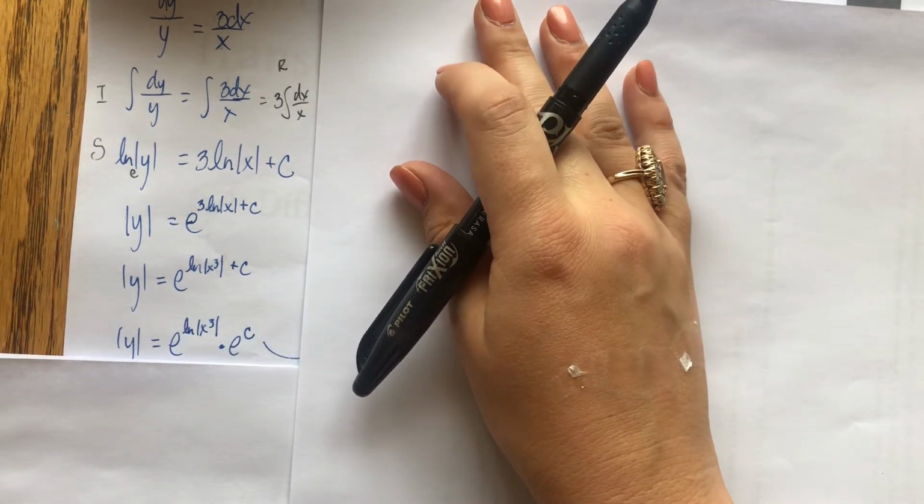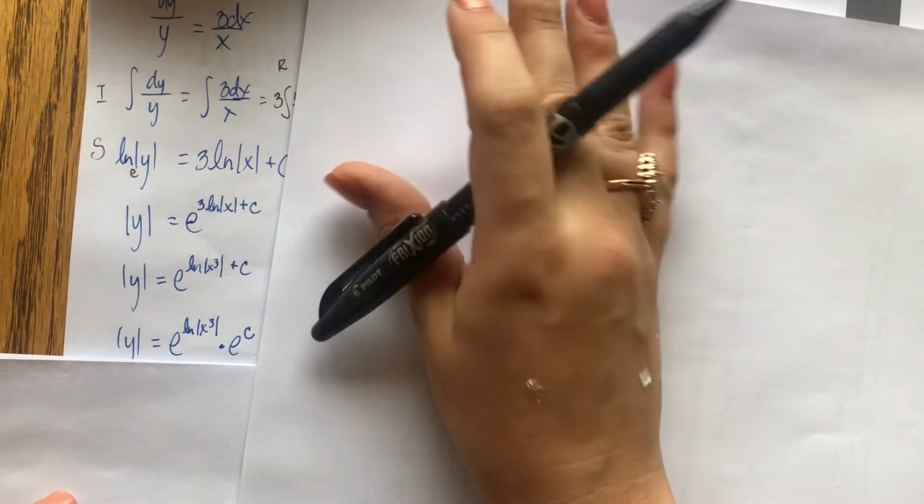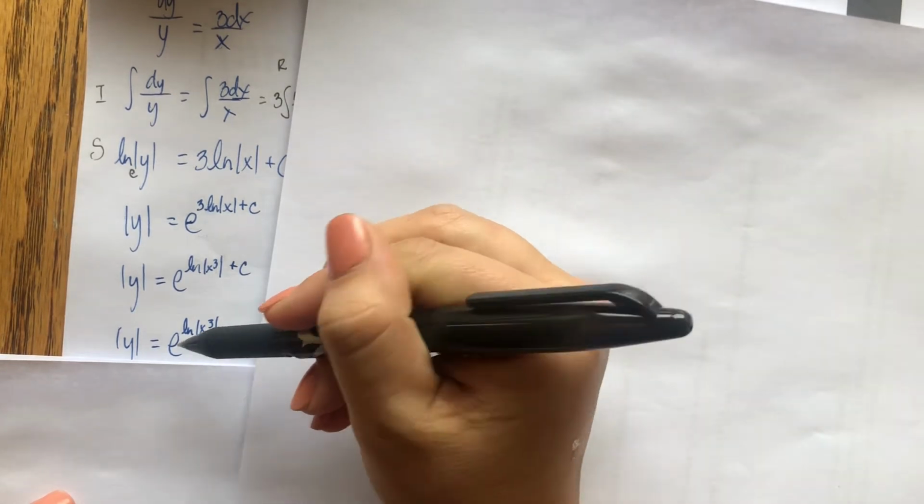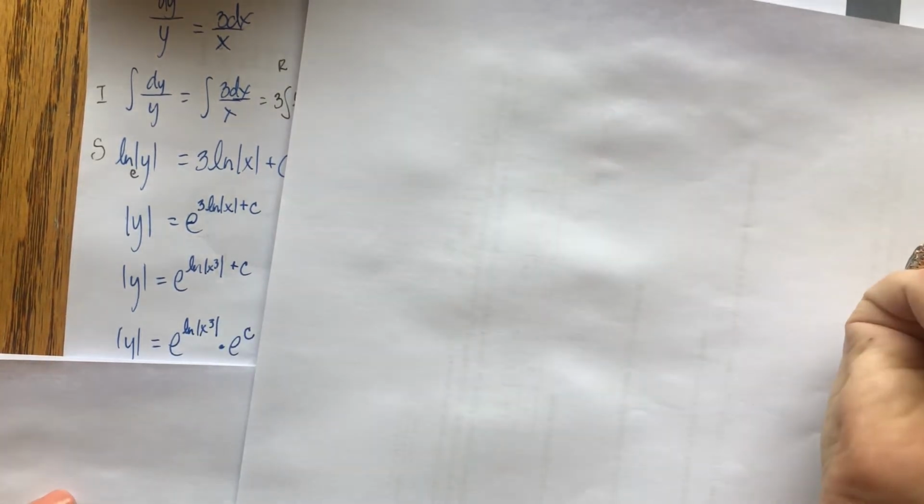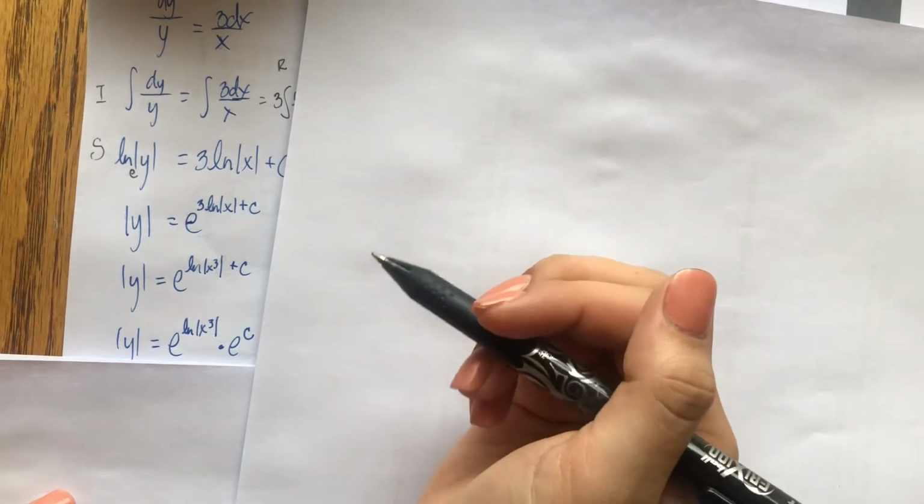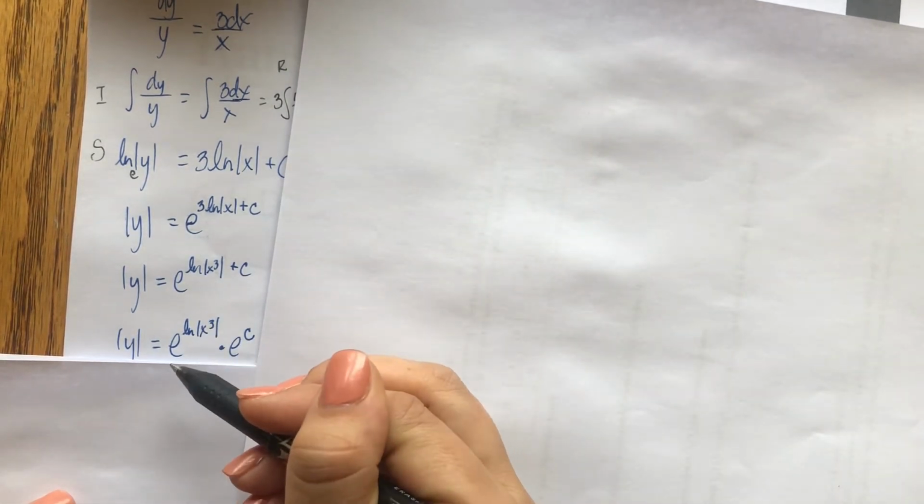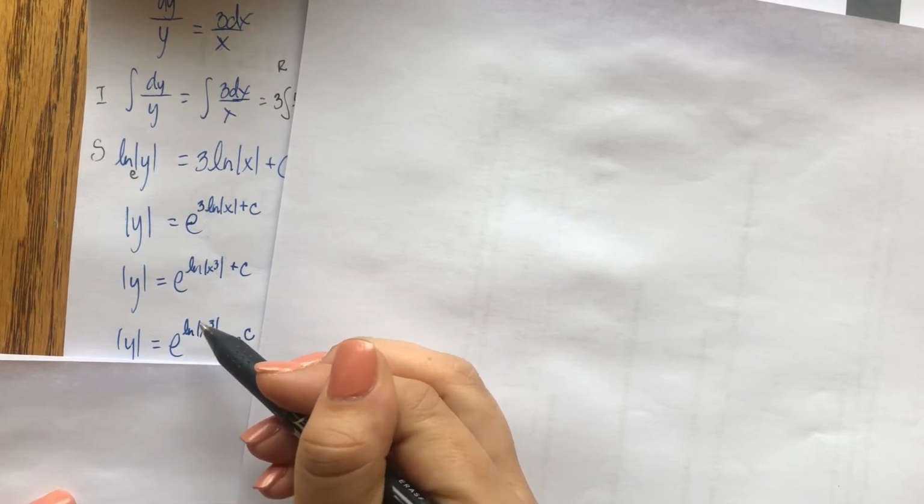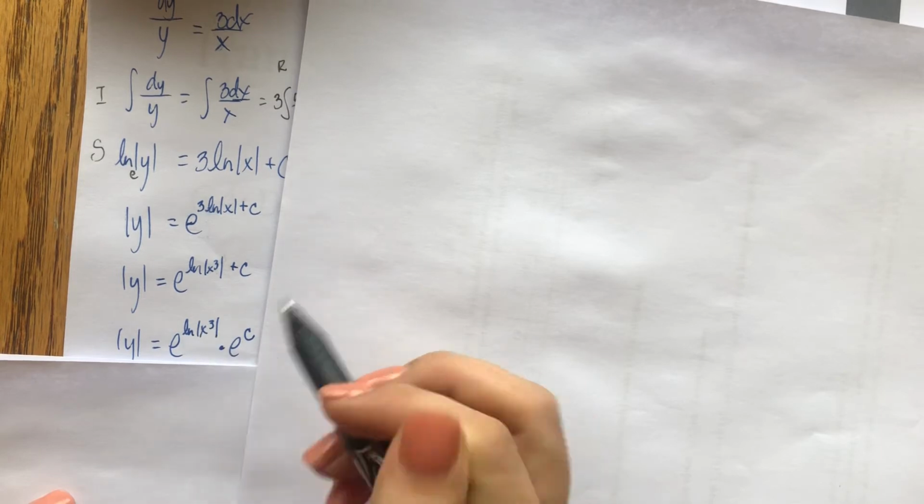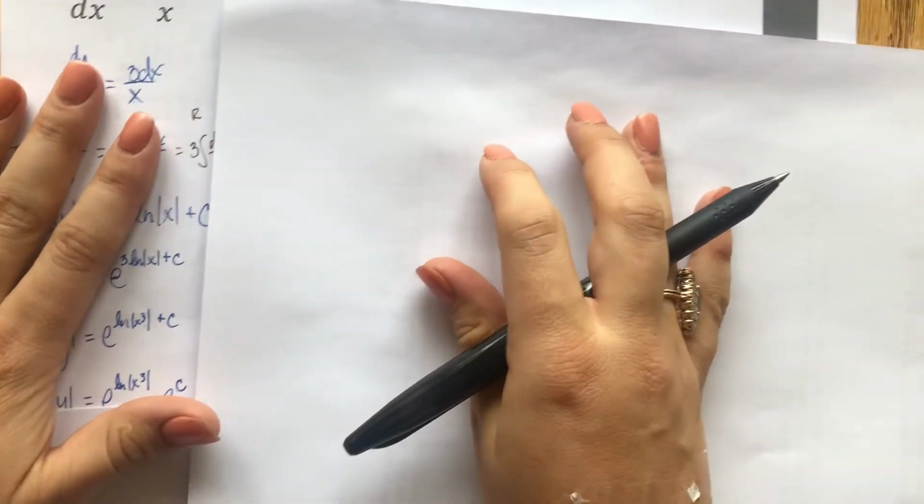Okay, this is the first way to rewrite it. So addition in the exponent is the same as multiplication with like bases. So see my like bases there? Now, to keep going, the e and the ln cancel, okay? So I have absolute value of y equals just this, the e and the ln are gone, times e to the c. So let's see what that looks like.